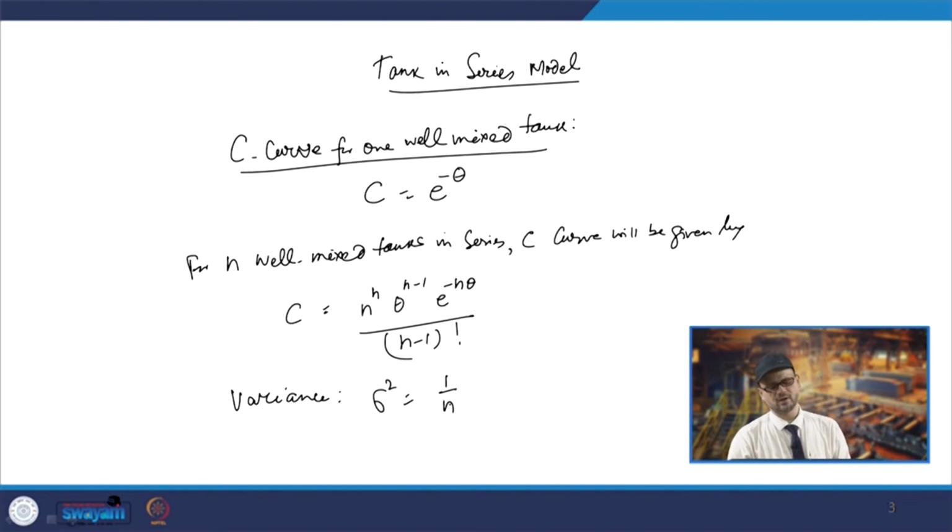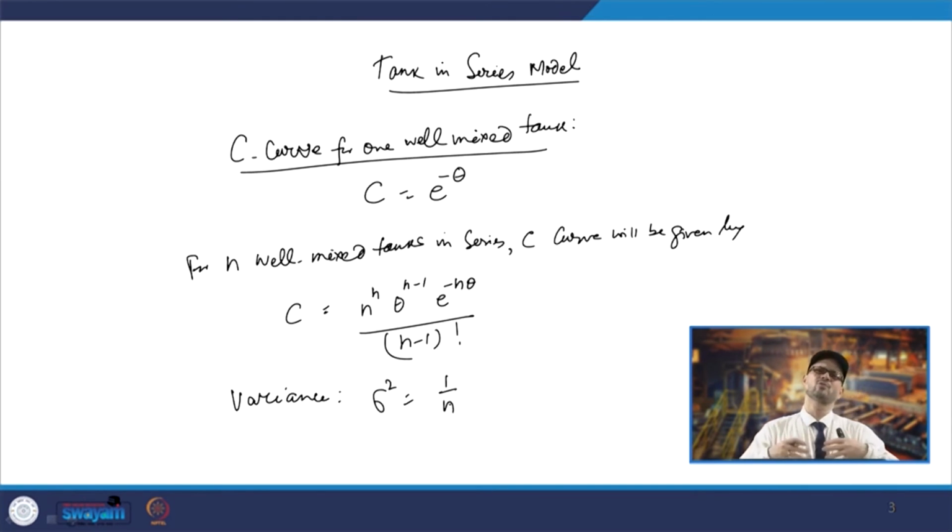So, these experimental data which you get, and the theoretical C curve, both can be matched, and your results can be validated for the different tanks. And as I said, n can even be a non-integer also. So, this is a one parameter model, and here the parameter is the number of tanks, n.